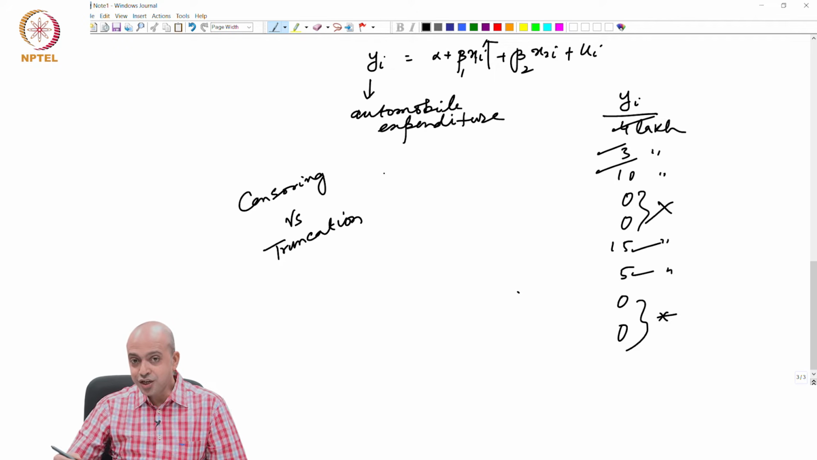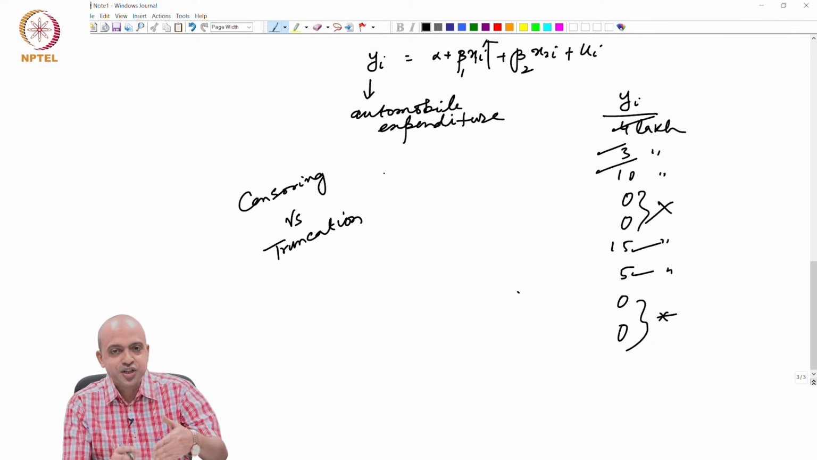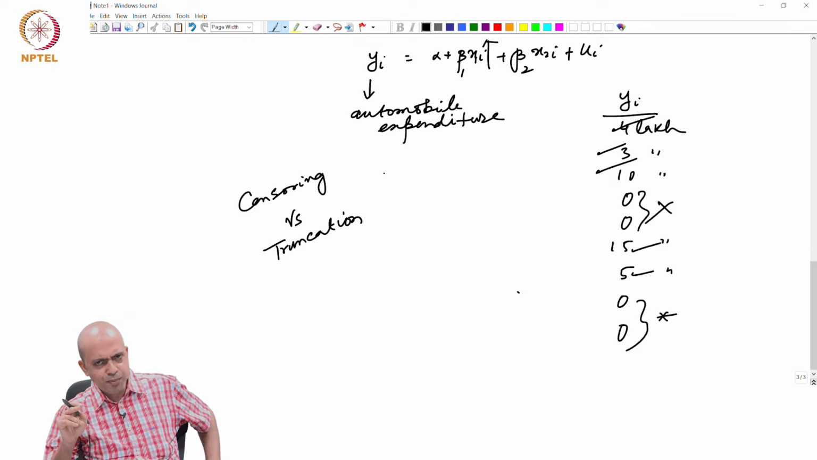Since you are not including non-ownership of a car in your sample, your sample becomes a truncated sample of the population. And you need to apply the truncated regression model in estimating this, not OLS, to get an unbiased estimate. That is basically the difference between censoring and truncation. Mostly, truncation happens in the pre-sampling period itself.